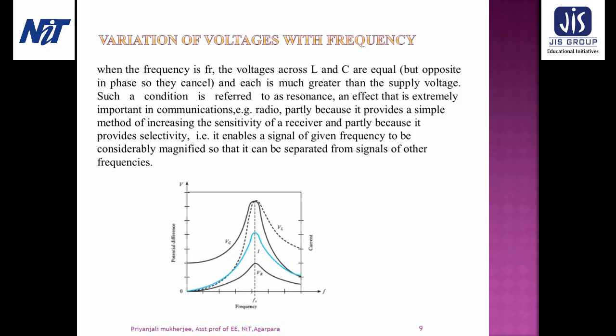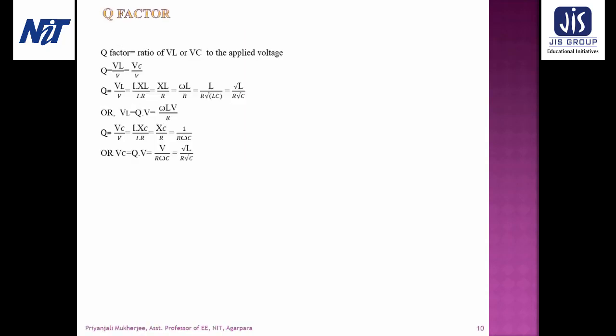For example, we can consider the radio. Next is the quality factor, or Q factor, of a series RLC circuit. Now, the Q factor of a series RLC circuit is defined as the ratio of the voltage across the inductor, or the voltage across the capacitor, to the applied voltage, and it is also called the voltage magnification in the circuit at resonance. So now Q can be written as VL by V, where VL is the inductor voltage and V is the supply voltage, and that is equal to Vc by V.